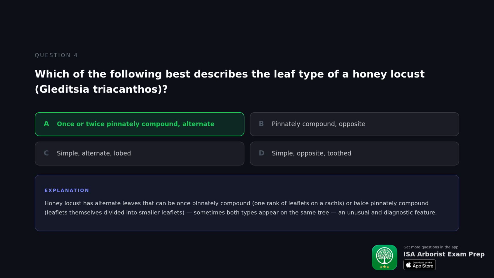The correct answer is once or twice pinnately compound, alternate. Honey locust has alternate leaves that can be once pinnately compound, one rank of leaflets on a rachis, or twice pinnately compound, with leaflets themselves divided into smaller leaflets. Sometimes both types appear on the same tree, an unusual and diagnostic feature.